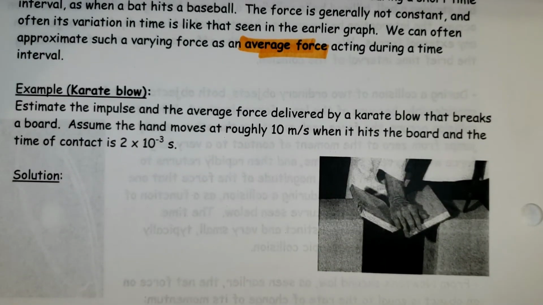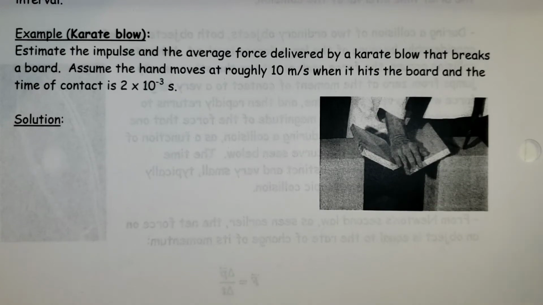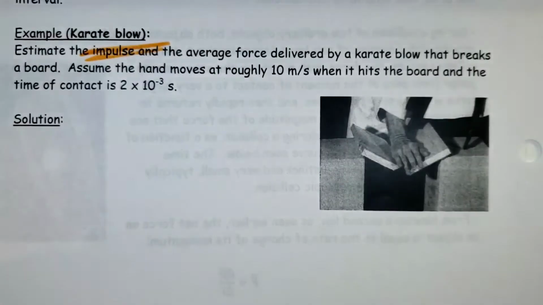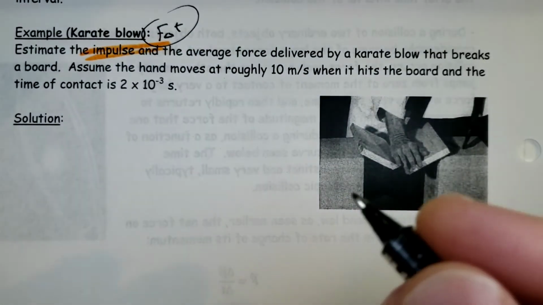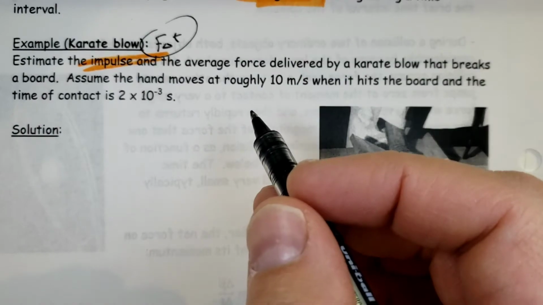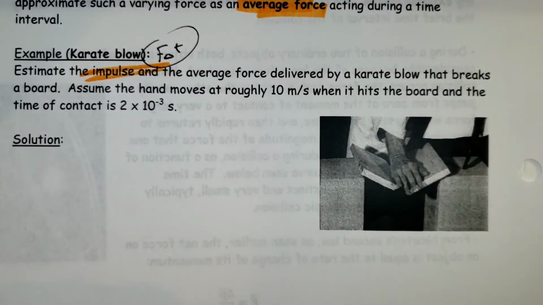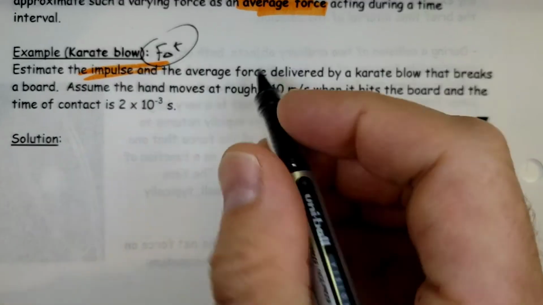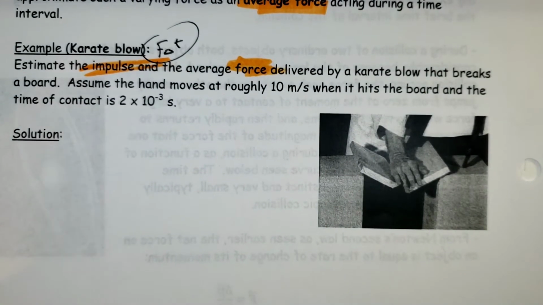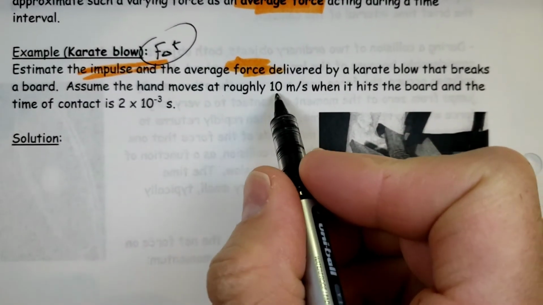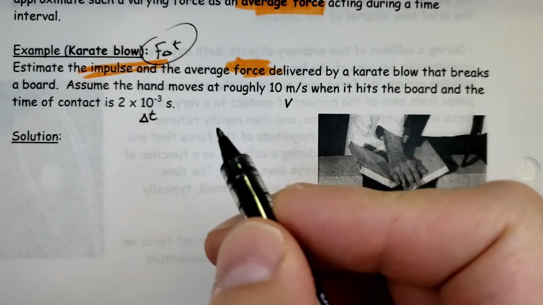All right, there's one example here, then you'll be able to do the assignment. For example, a karate blow. Estimate the impulse, which is F delta t, with the weird unit of newton seconds, equal to mass times V, kilogram meters per second, and the average force delivered by a karate blow that breaks a board. Assume the hand moves at roughly 10 meters per second when it hits the board, and the contact time is 2 times 10 to the minus 3 seconds.